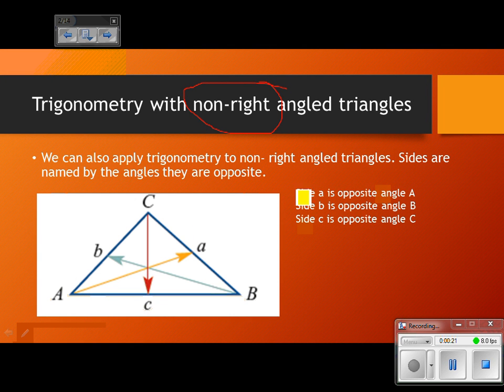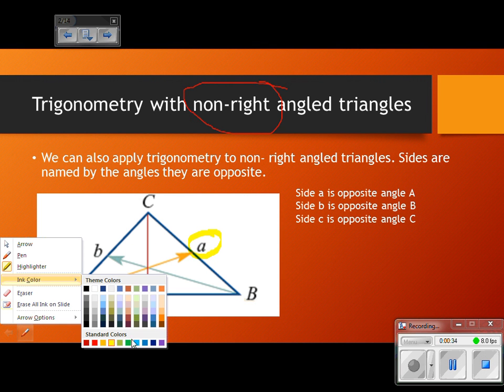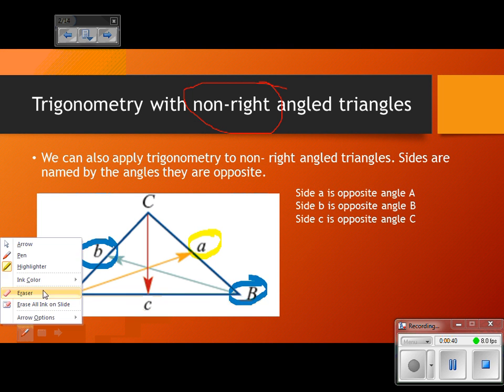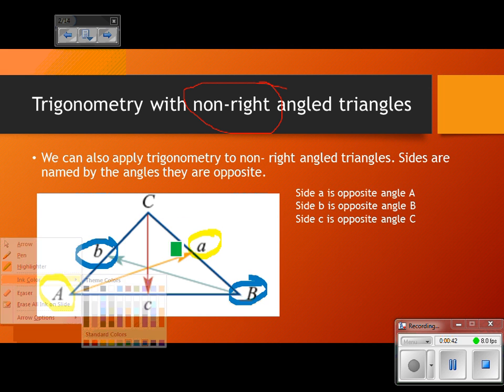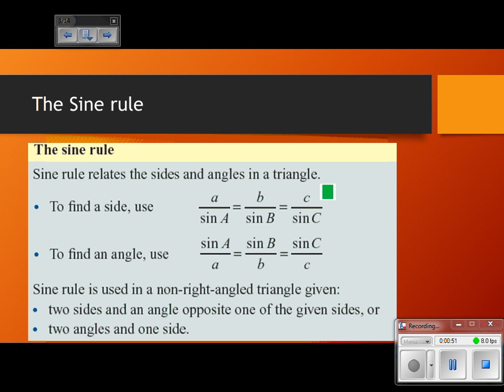So with the sine rule, we talk about sides and angles. Angle A here is opposite side A. Angle B, which we're going to pick another colour, is opposite side B. And last but not least is our old friend C. Angle C, side C. Always opposite each other.